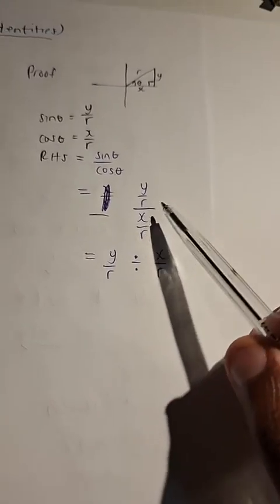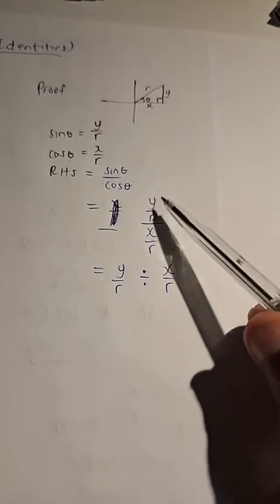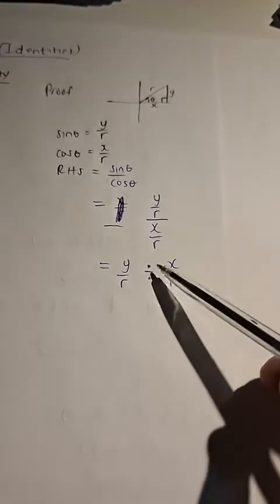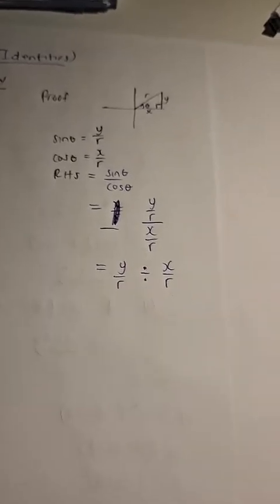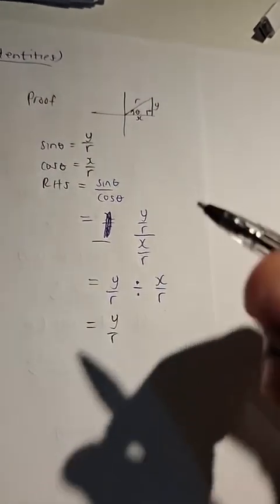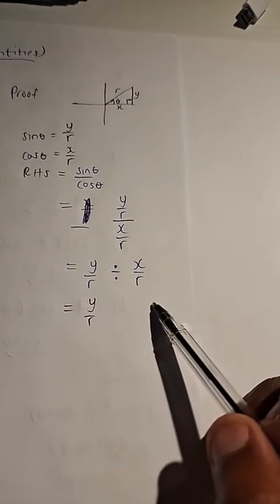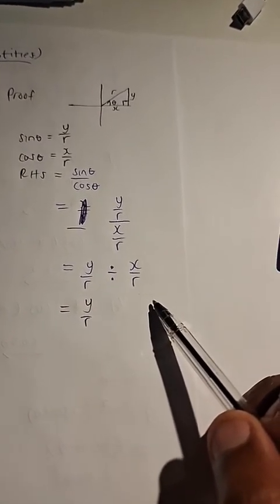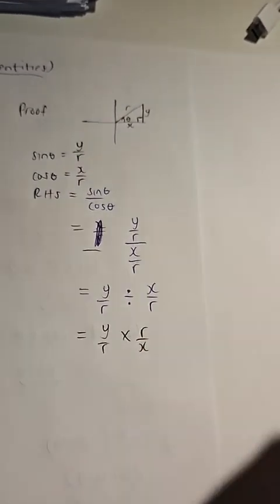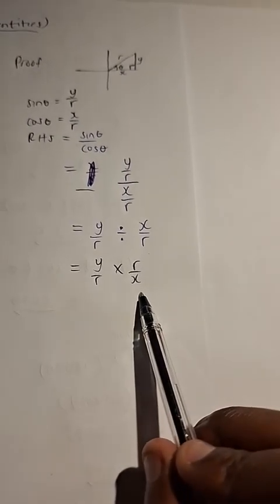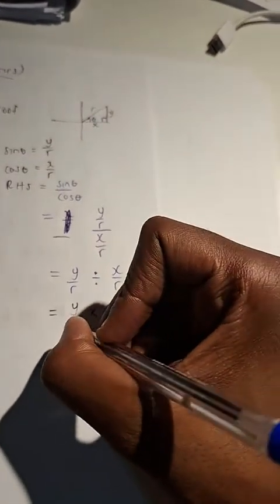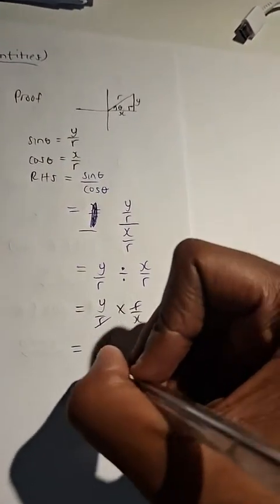Does that look a little bit better? Because there seems to be too many lines here. Y over r divided by x over r. So I rewrite it. In grade 7, I think, you guys learnt to multiply by the reciprocal: y over r times r over x. Yes, very good. Then the r and the r, what happens there? R divided by r, they cancel. You are left with y over x.